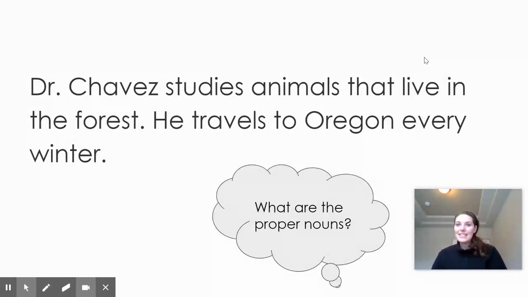Let's read these 2 sentences together, and I want you all to think, what are the proper nouns in these 2 sentences? Listen as I read aloud. Dr. Chavez studies animals that live in the forest. He travels to Oregon every winter. All right, second graders, what are the proper nouns in those 2 sentences? Think for a moment before I switch the slide and see if you are correct.